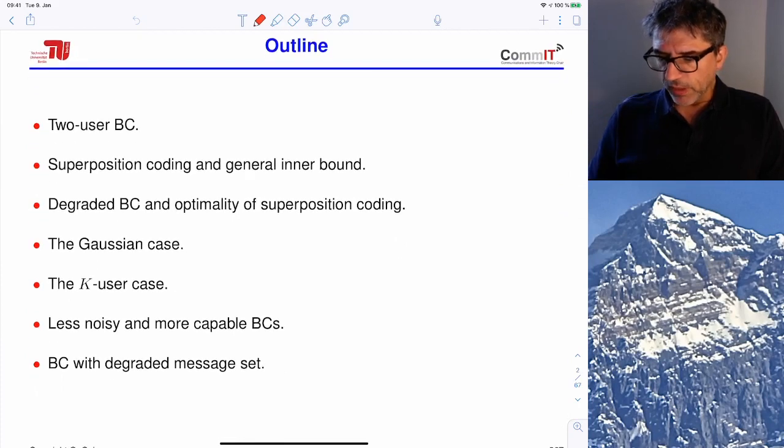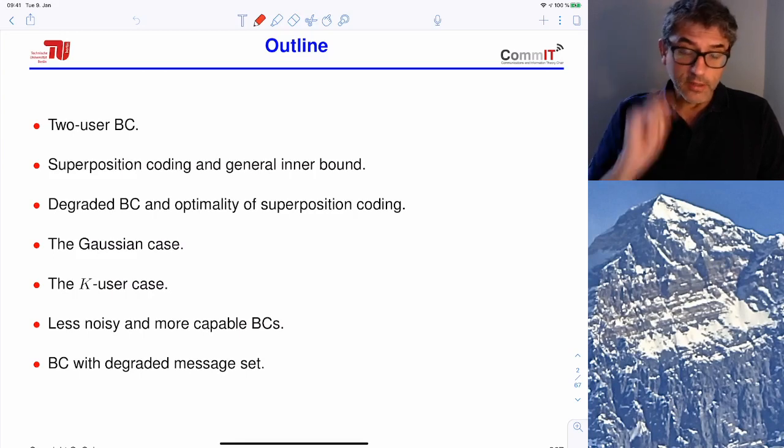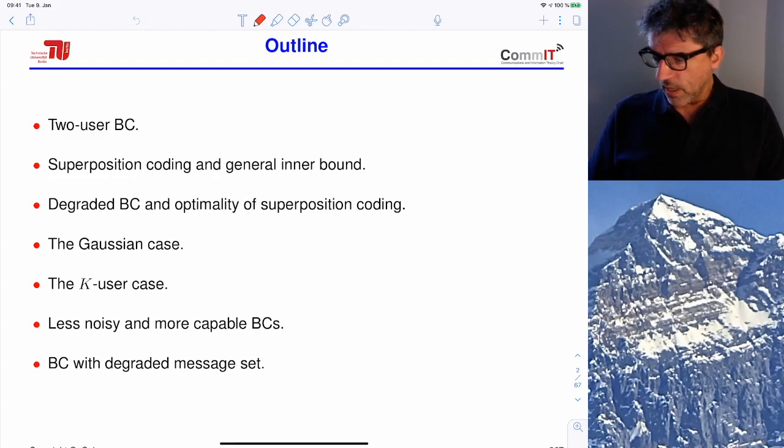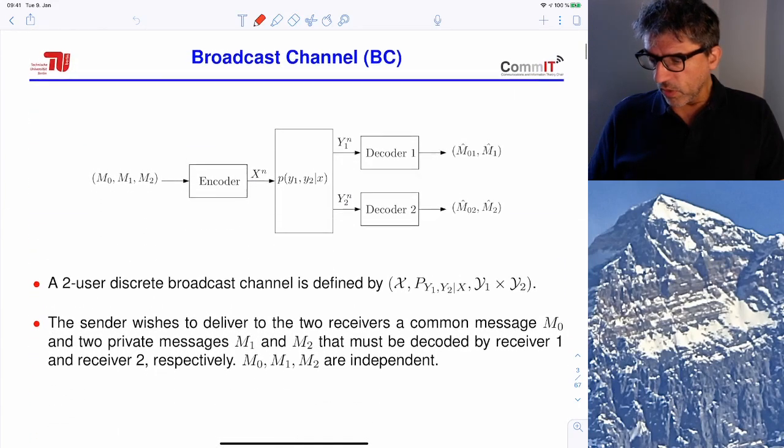So we are going to talk about the two-user broadcast channel, introduce superposition coding, introduce the class of broadcast channels for which superposition coding is optimal. It turns out that the important Gaussian case belongs to this class, so we are going to generalize the results to the Gaussian case and to the K-user case, and then some notes about other classes of broadcast channels for which superposition coding is also optimal, but they are maybe less encountered in practice. And we conclude.